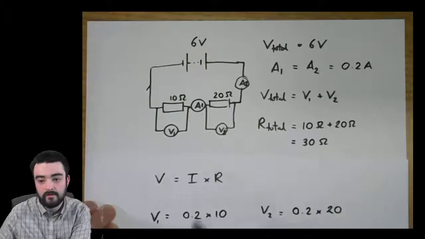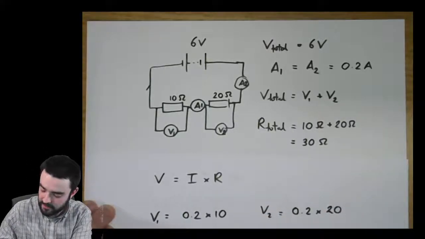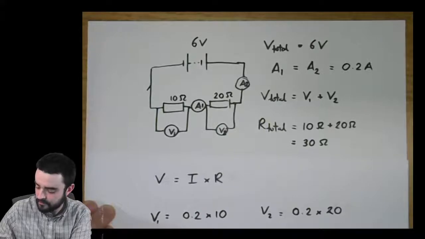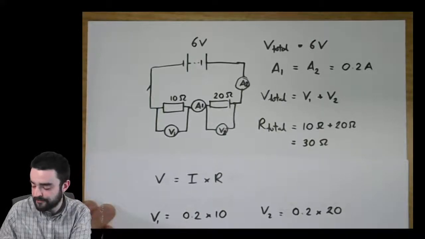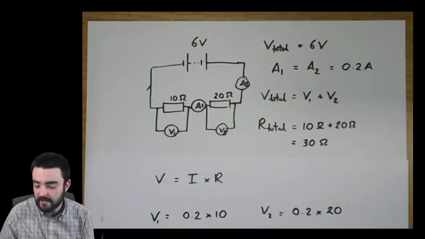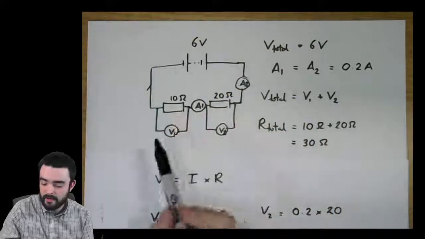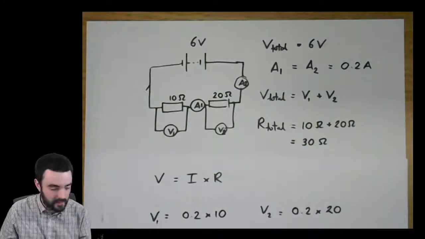Now we can check, do these still remain true? V total, 6 volts, is equal to V1, 2 volts, plus V2, 4 volts. 6 equals 2 plus 4. Looks right to me. So this is how you do this for a series circuit, because bear in mind, we can do this in one loop. The ammeters are in series, the voltmeters are in parallel.